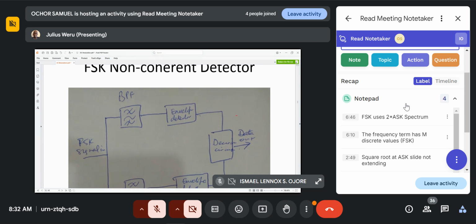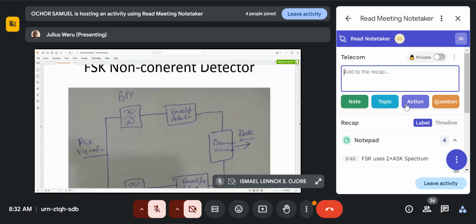So all you have to do is just get the envelope of your signal, and that is going to give you the envelope of the different signals after you filter. So FSK can be non-coherently detected.